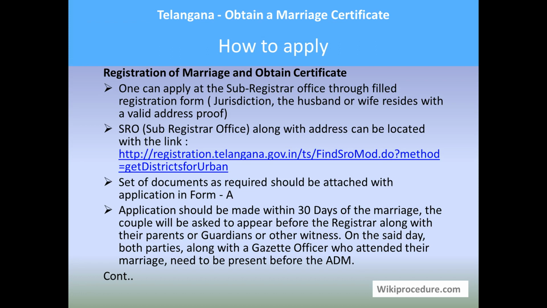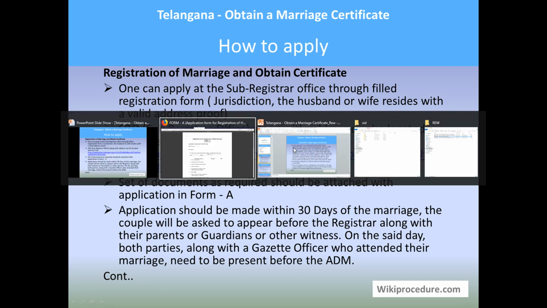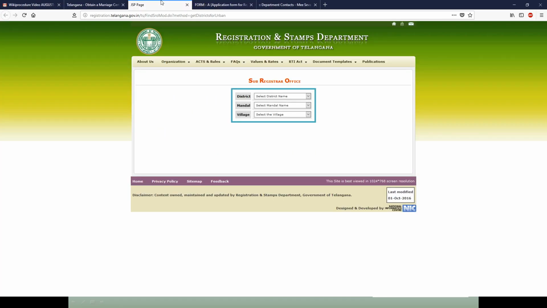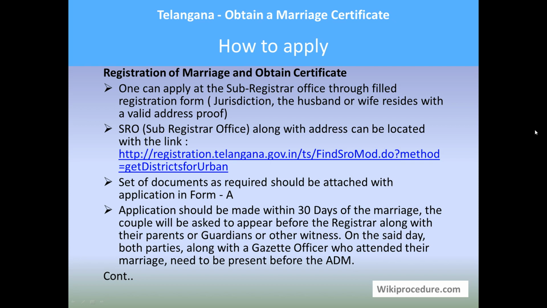See, one can apply for a marriage certificate at the Sub-Register Office, SRO, through the filled registration form that belongs to the jurisdiction. As I said, the residence proof of any one of them, and based on the residence proof, the jurisdiction will play a role in selecting the SRO. Sub-register office details are provided in the link below, which will help you find the correct sub-register office. You have to select the district, mandal and village. You will get to know the exact SRO office for your need.